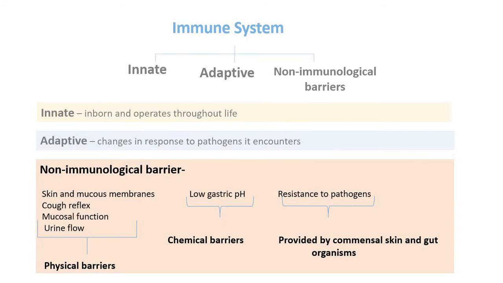There are three main types of non-immunological barriers. The first is physical, the second is chemical, and the third is resistance to pathogens provided by the common cells of the skin and the gut. The main physical barriers are the skin and the mucous membranes, cough reflex, mucosal function, and urine flow. The chemical barrier is low gastric pH.